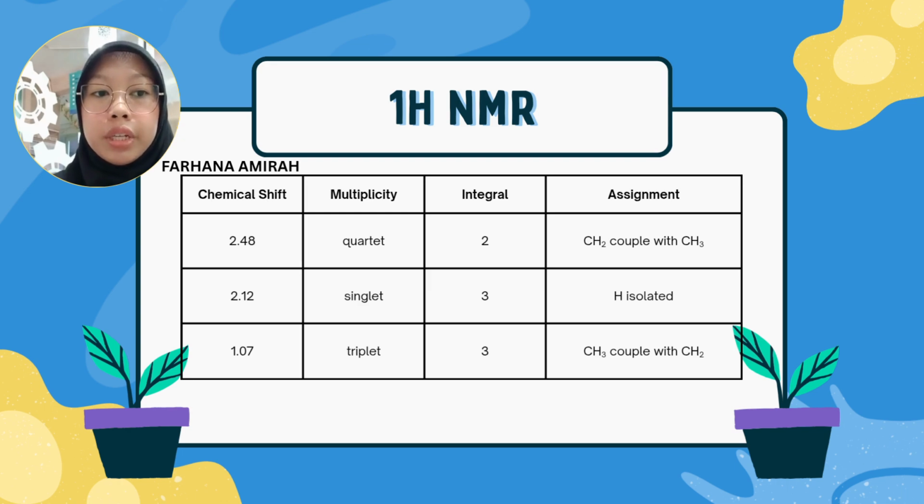The quartet and triplet indicate a CH2 CH3 fragment, where the CH2 at 2.48 ppm is split by the neighboring CH3 into a quartet, and the CH3 at 1.07 ppm is split by the CH2 into a triplet. The singlet at 2.12 ppm suggests an isolated CH3 group, likely adjacent to a carbonyl group with no coupled proton.